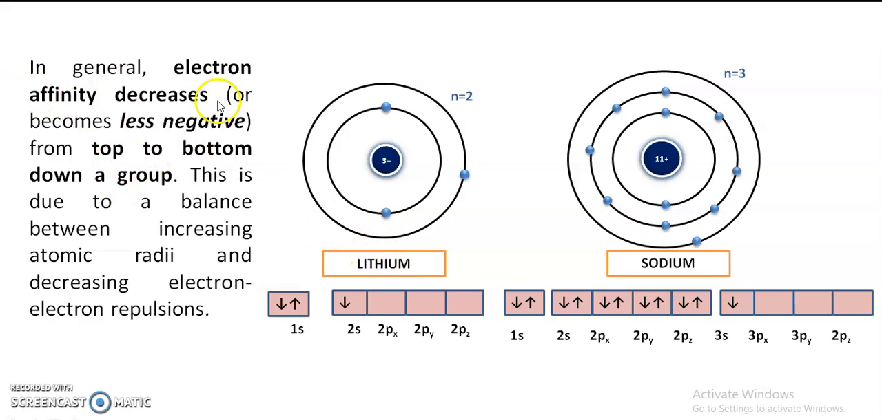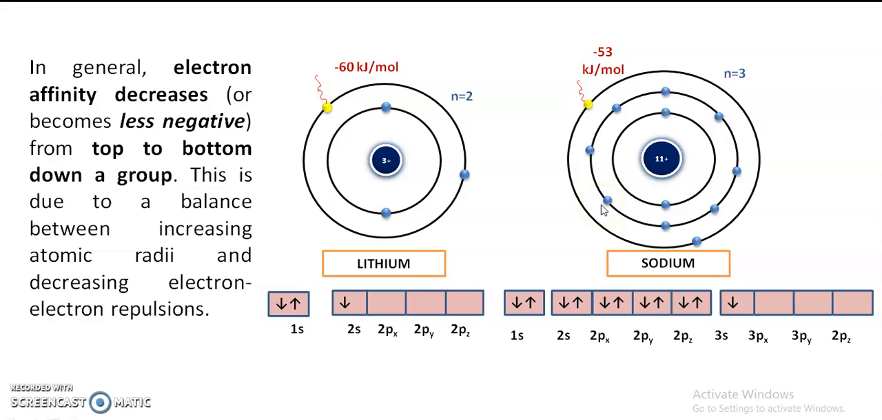Now, electron affinity decreases from top to bottom down a group. Let us consider first electron affinity for lithium and sodium. Sodium is right below lithium. When we add an electron to each atom, we can see energy released is higher in lithium than that of sodium.